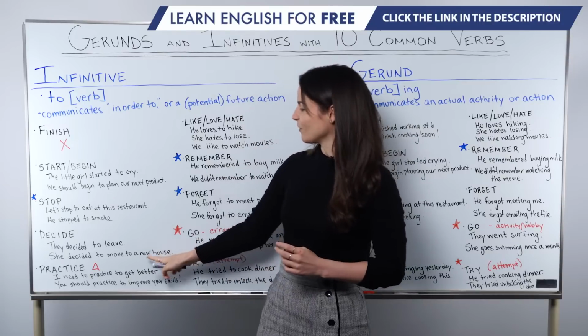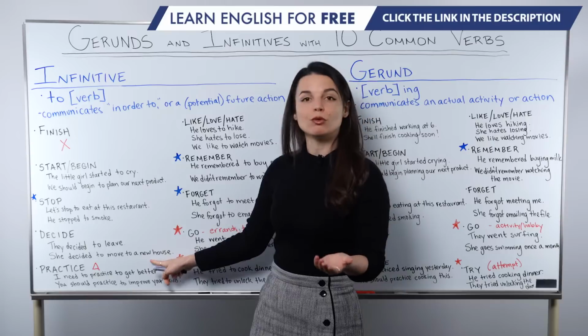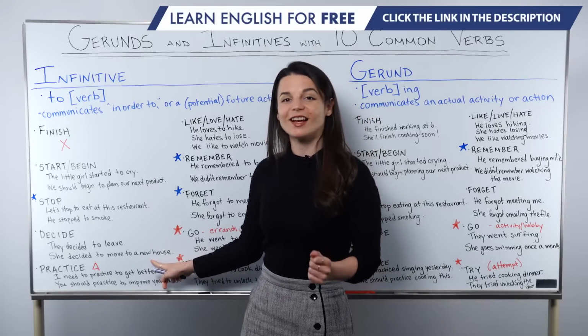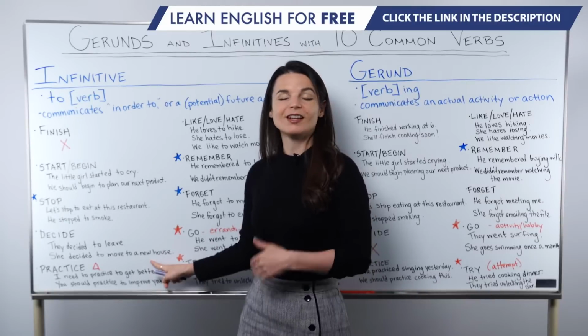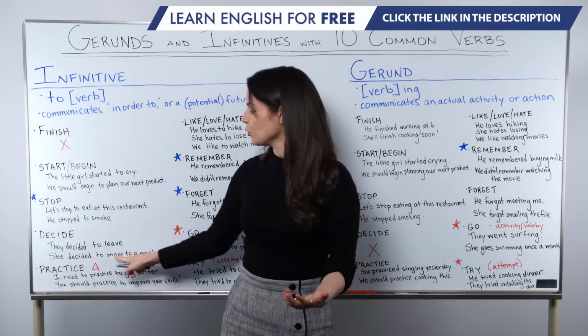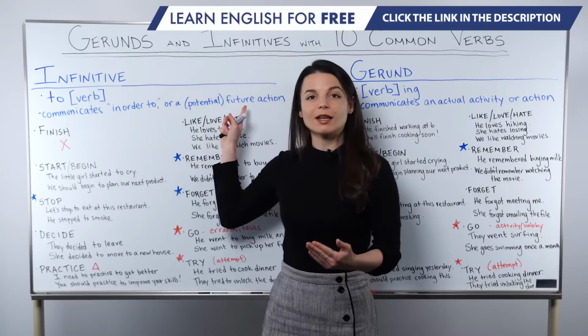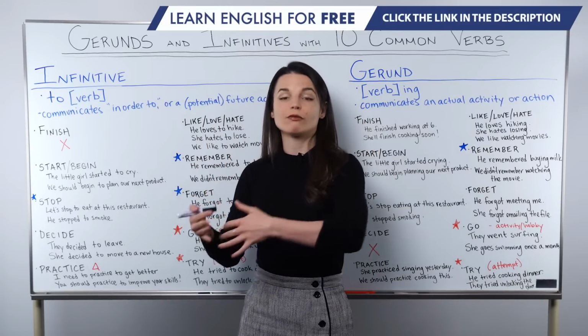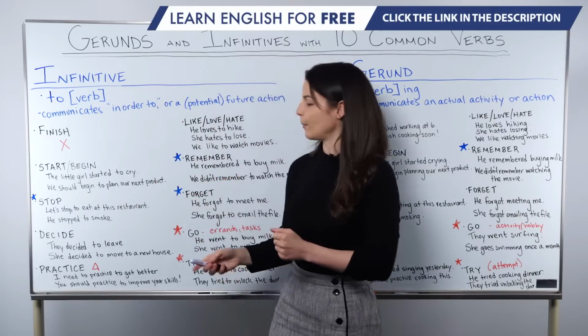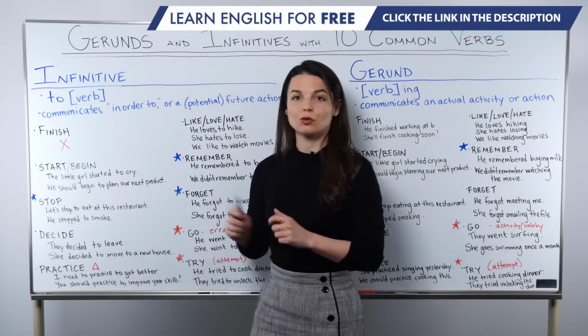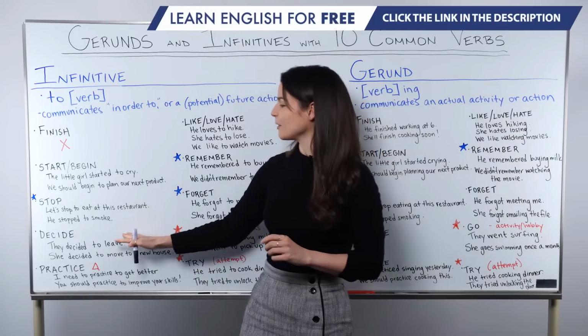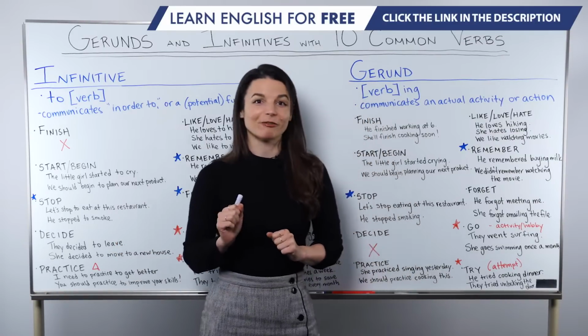Our second example, she decided to move to a new house. So again, this sentence with to move in the infinitive communicates an upcoming action, a future action, something that is going to happen. So this is how we use the verb decide with the infinitive form.